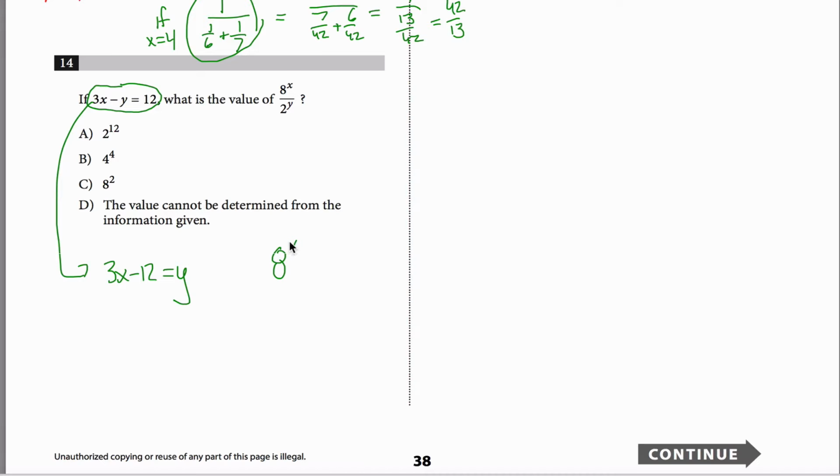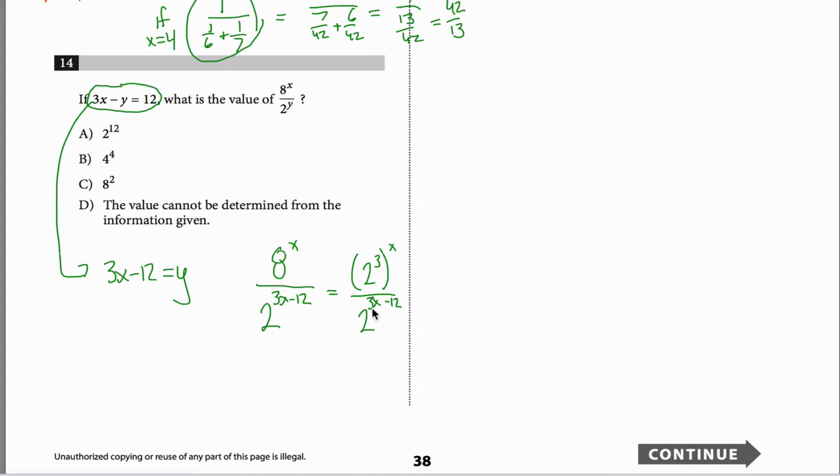So then I can rewrite this thing so that it only has one variable in it. I'm trying to figure out what 8 to the x power divided by 2 to the y power is equal to, and instead of writing y, I'm going to write 3x minus 12. Okay, so how does that help me? Well, you might notice that 8 and 2 are related, that 8 is a power of 2. In fact, 8 is exactly 2 cubed. So instead of writing an 8 here, I could say this is 2 cubed to the x power divided by 2 to the 3x minus 12 power.